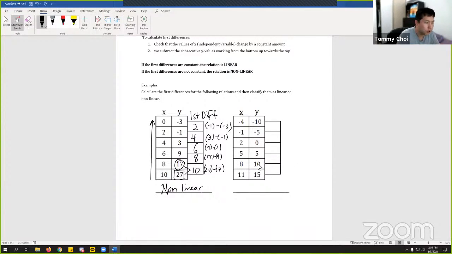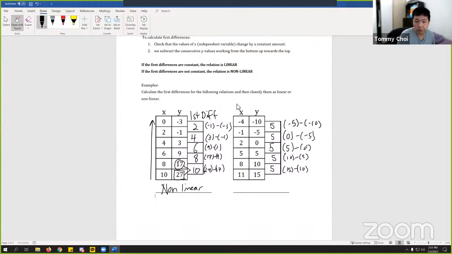So the first thing we're going to do here is 15 minus 10. That's our first one. 15 minus 10, that's going to be 5. Next one, 10 minus 5 is going to be 5. 5 minus 0, 5. 0 minus -5, 5. And -5 minus -10, 5.